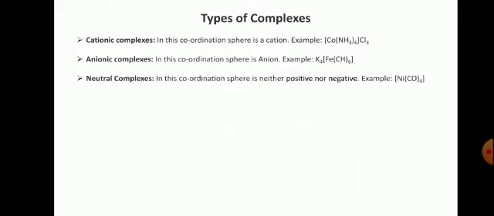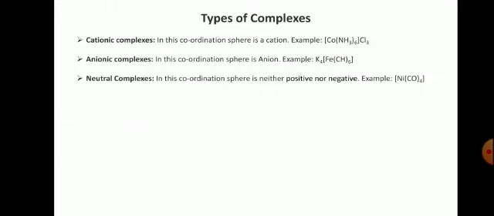Further, we'll try to understand the different types of complexes. Now again, complexes can be classified in different manners. The first one can be based on charges. So the complexes can be a cationic complex, an anionic complex, or a neutral complex, as you can see by the diagram.